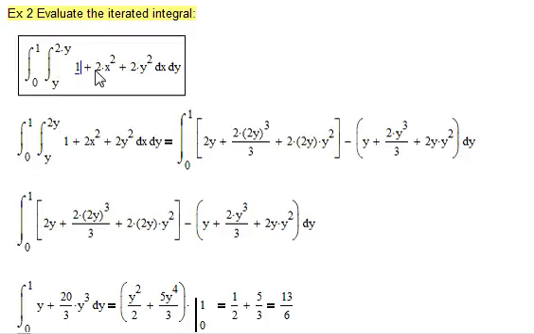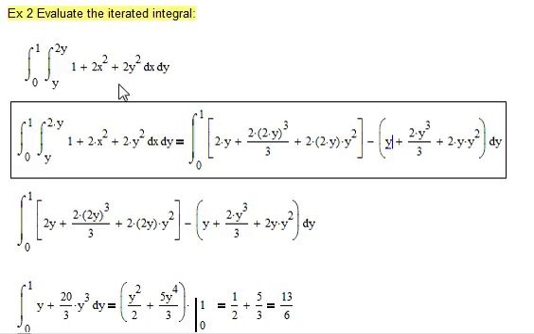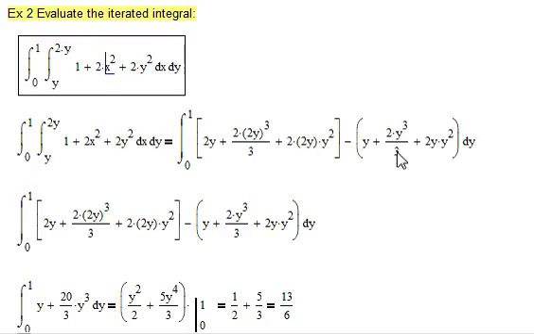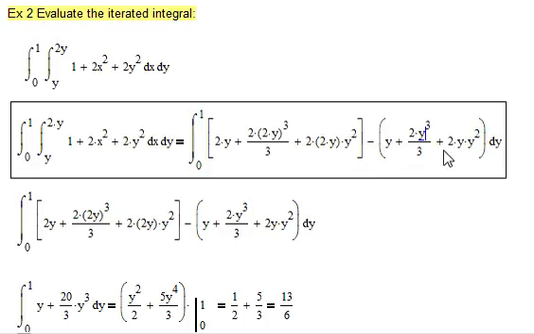Well, the first one was x, so replace that with y. The next one is 2x cubed over 3, so we're going to replace that with 2y cubed over 3. And the next one is 2xy squared, so that's going to be 2 times y squared. And now I need to simplify this mess and then integrate. This is the iteration. See, we do one more integral and replace our y's when we're done with upper limit 1, lower limit 0.